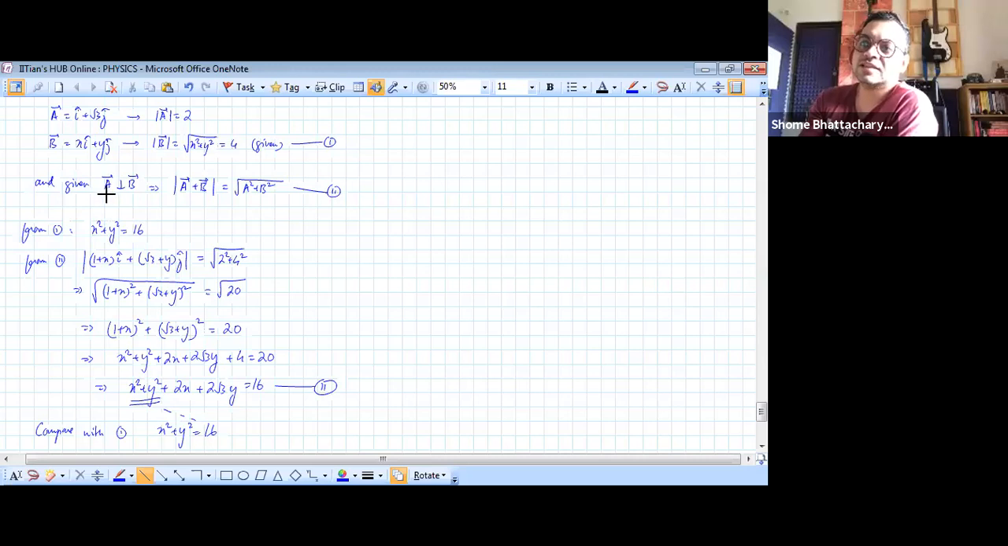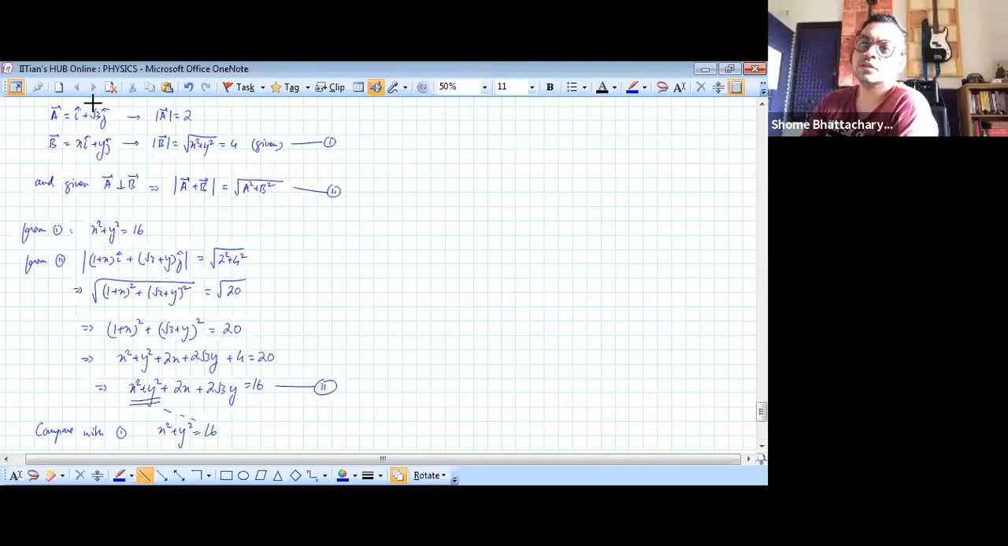Now what is also given is that A is perpendicular to B. So whenever two vectors are perpendicular, remember what property they have from the triangle law. Cos theta is 0, no? Because theta is 90 degrees. So mod of A plus B becomes how much? Root of A square plus B square plus 2AB cos theta. That cos theta is 0. It becomes the square root of A square plus B square. So that is my second equation. That the magnitude of A plus B has to be root of A square plus B square.